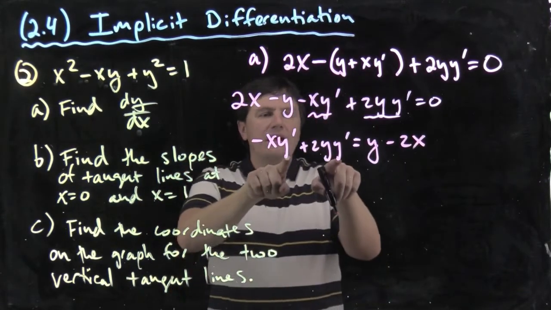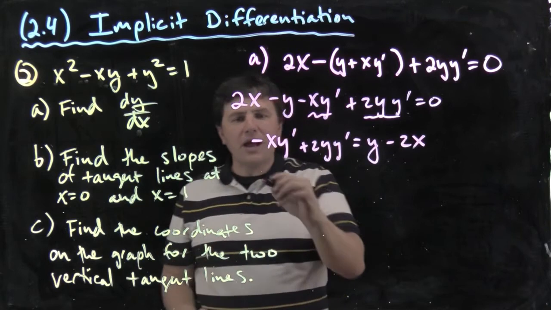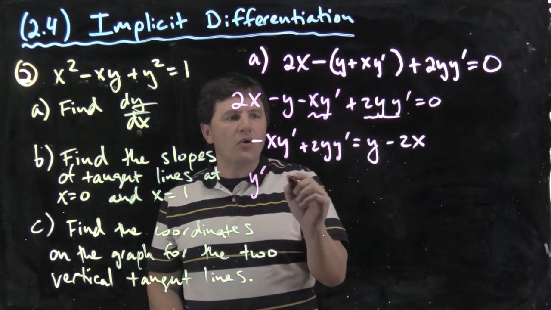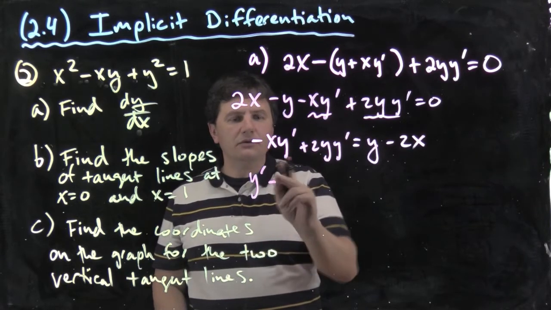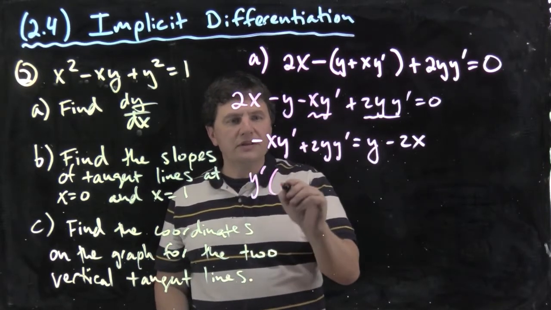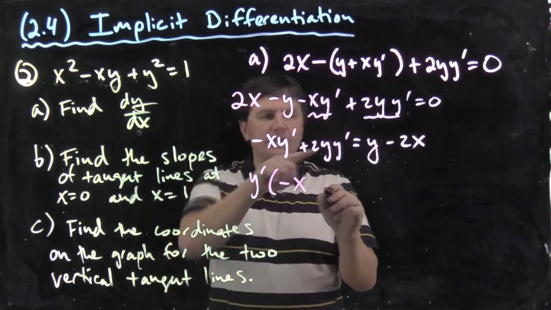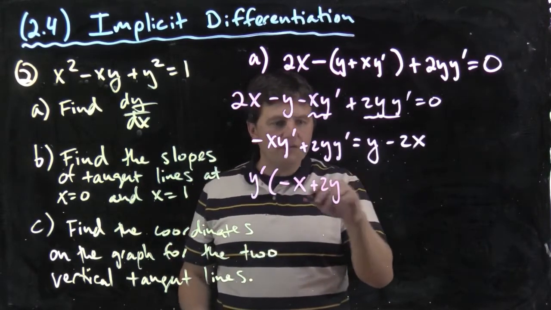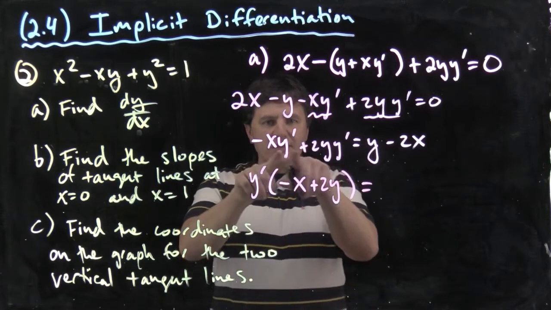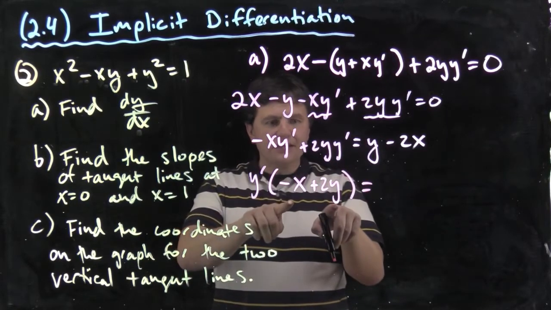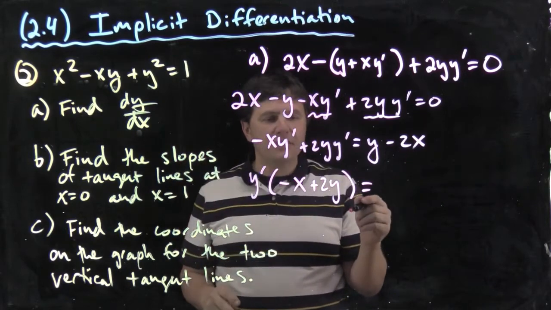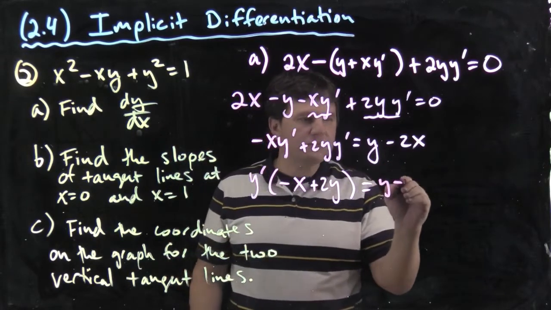Okay, now what that allows me to do, since everything over here has my y prime, is factor that out, and I get y prime, parentheses. By the way, I'm showing all the steps here. Once you get this down, you might not need to show all of these steps. So anyways, I factored out the y prime, leaving negative x plus 2y. If you want, you can call this 2y minus x. That's maybe a little bit cleaner. It's really up to you.